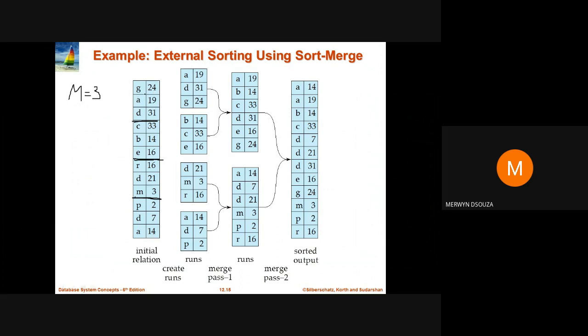Initially we fetch only 3 blocks into memory, since the size is M equal to 3. Suppose this is fetched into memory and sorted. Then this is fetched and sorted. We are sorting according to the first attribute, or the first column. G, A, D is sorted in this order: A, D, and G. The corresponding values are written.